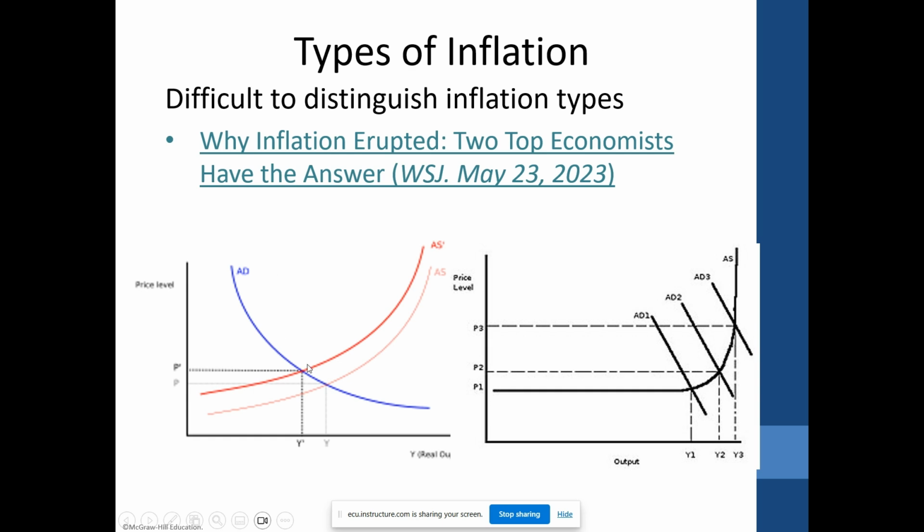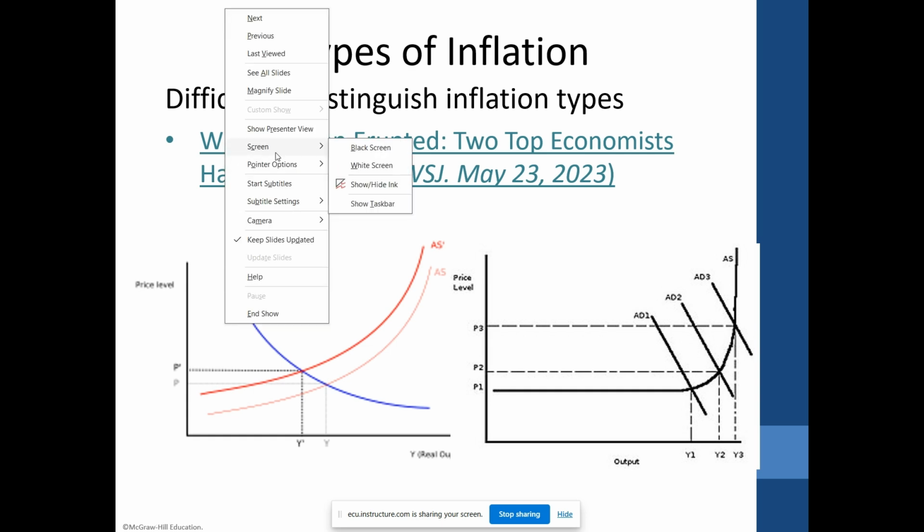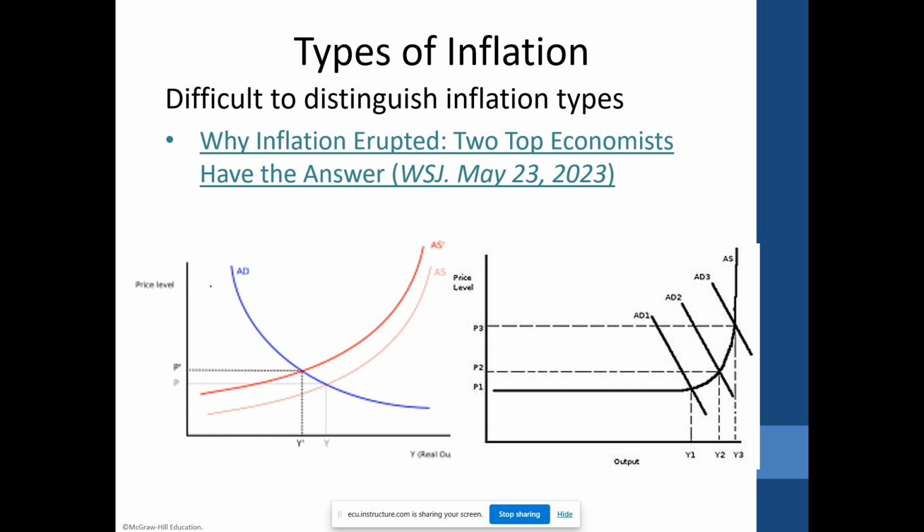So here, if aggregate demand also decreases and moves to the left-hand side, it will pull the price downward. Aggregate demand decreases and crosses aggregate supply at a lower price level.